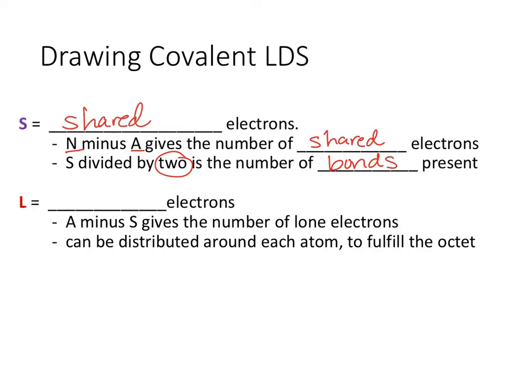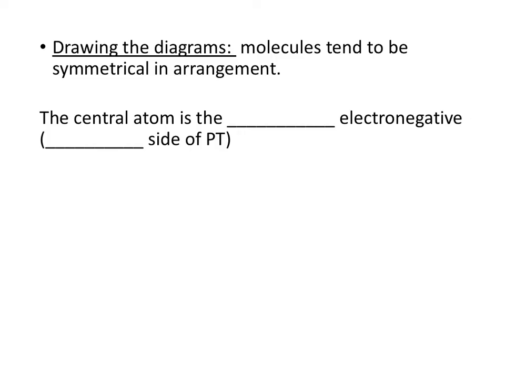Our last step is to determine the number of lone pair electrons. These are electrons that are around the atoms within your compound that do not participate in bonding for a covalent molecule. So, a few pointers when drawing these diagrams.